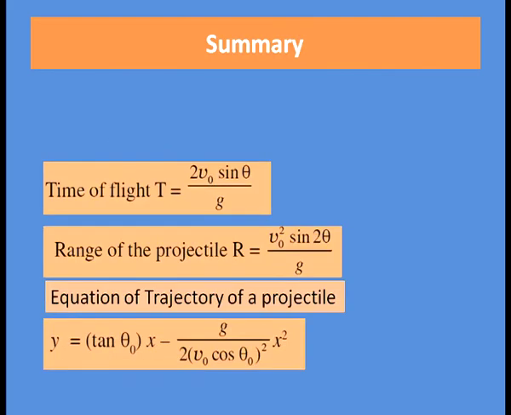The total time of flight t equal to 2 V0 sin theta divided by g. Range of the projectile R equal to V0 square sin 2 theta divided by g. The equation of trajectory of a projectile is y equal to tan theta 0 x minus g divided by 2 V0 cos theta 0 square into x square, and the shape of trajectory is a parabola.